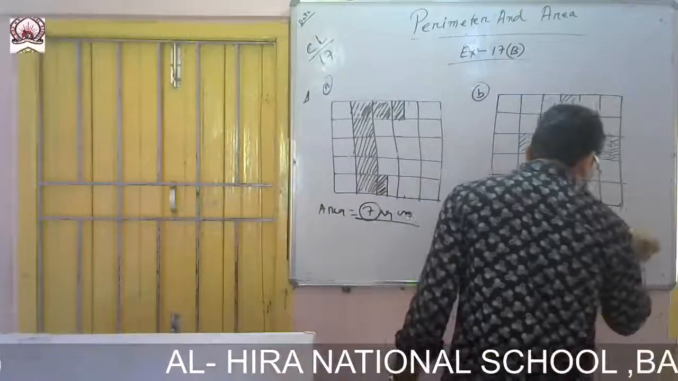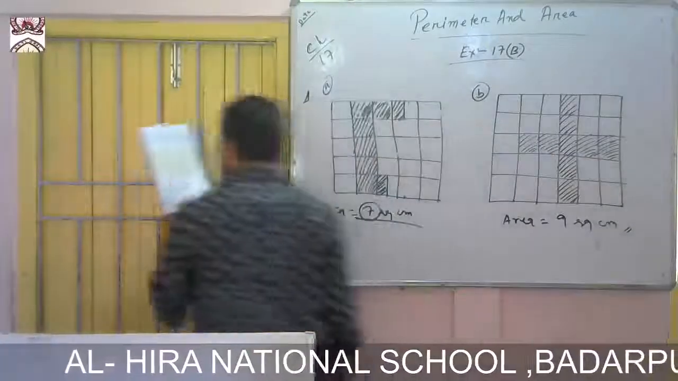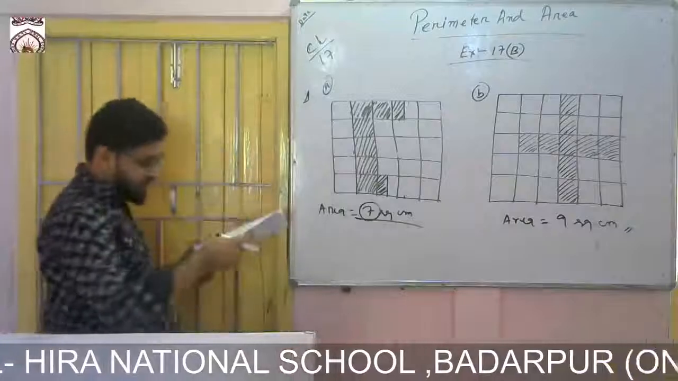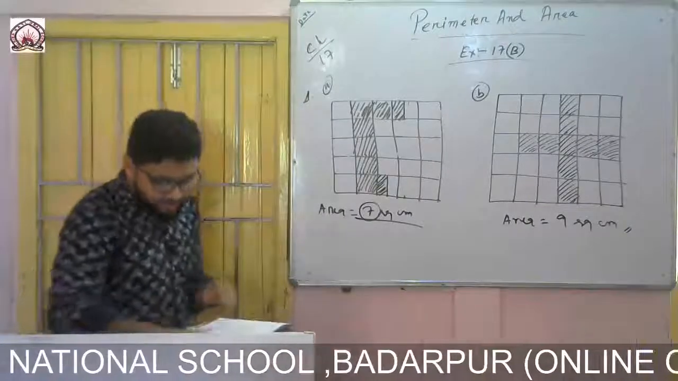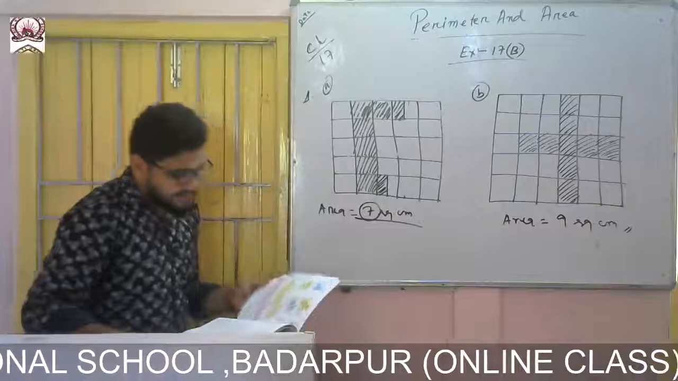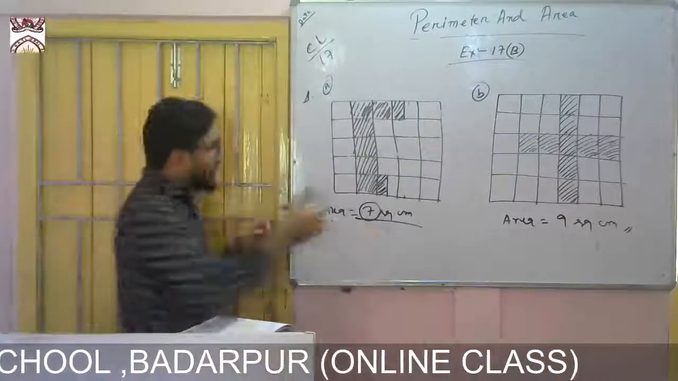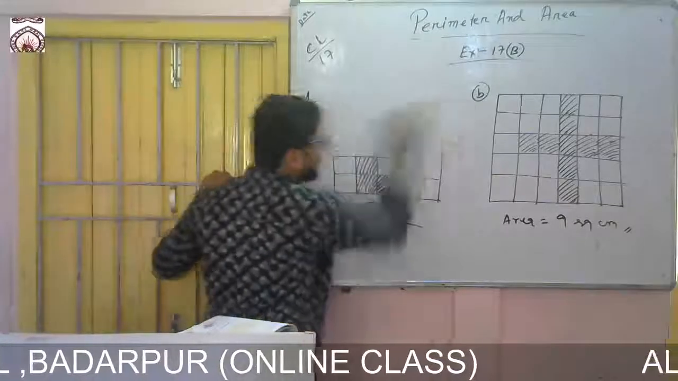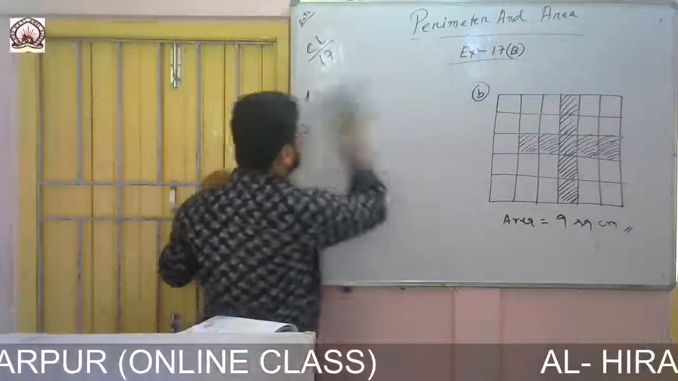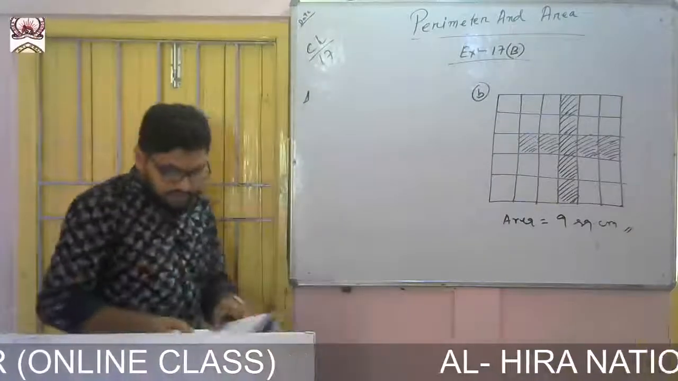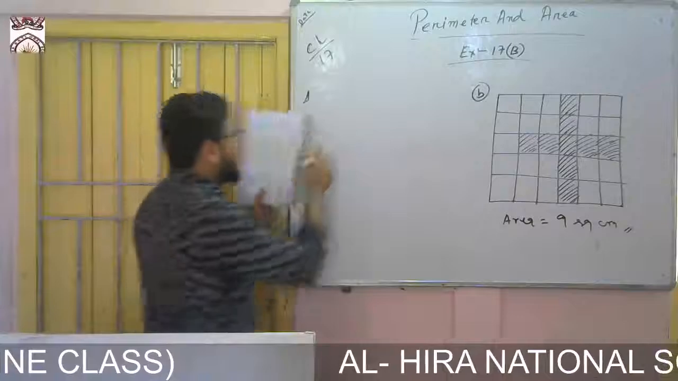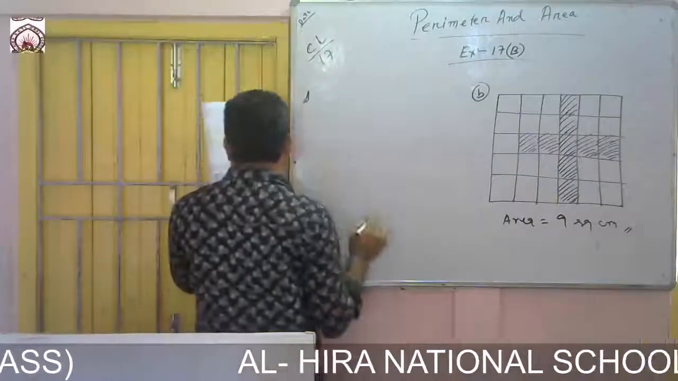So like this, if you go for C, I am doing C, and the rest you can do. The rest I will write the answer. C I am showing by drawing, and the rest I shall count and write the answer.